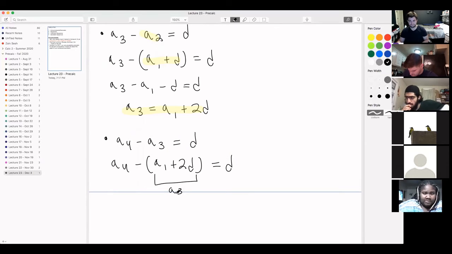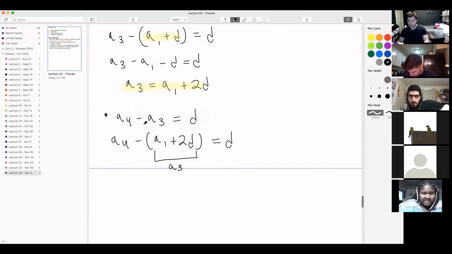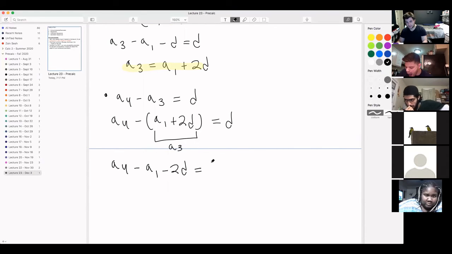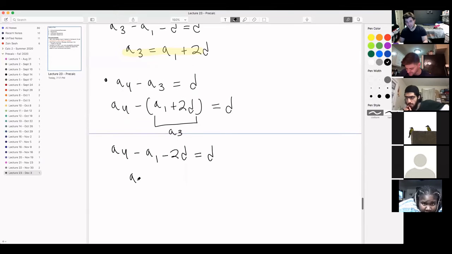Good. Now solve this for a4. That's what you would like to do. So distribute the minus sign. So it's a4 minus a1 minus 2d equals d. Solve this for a4. This is a sub 4 is equal to a1 plus 3d.